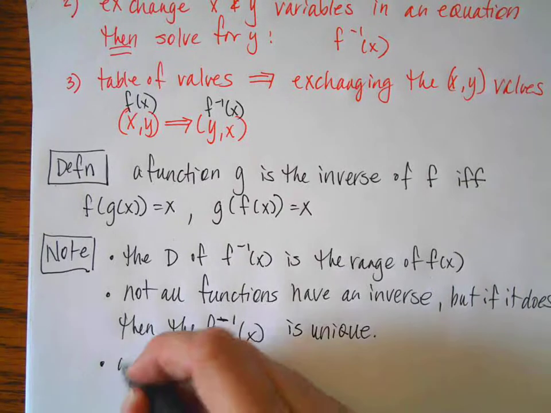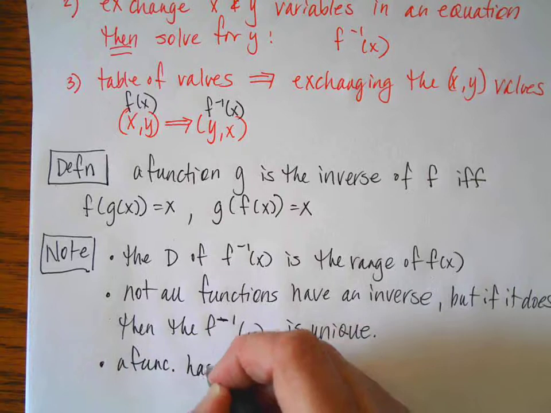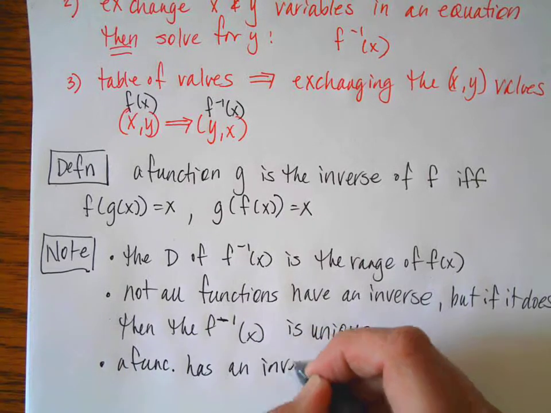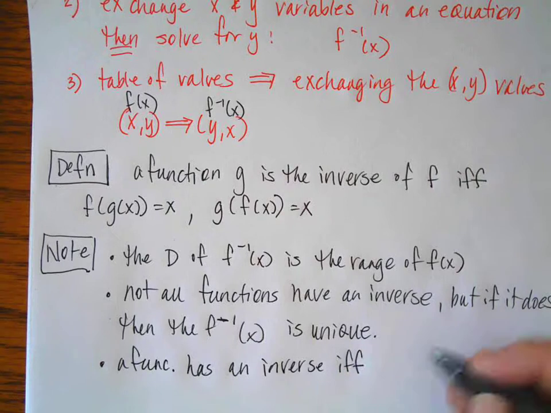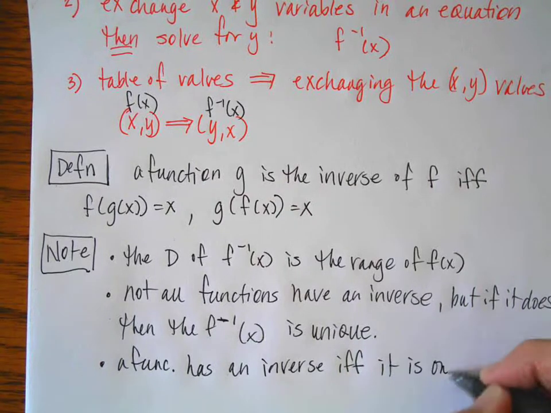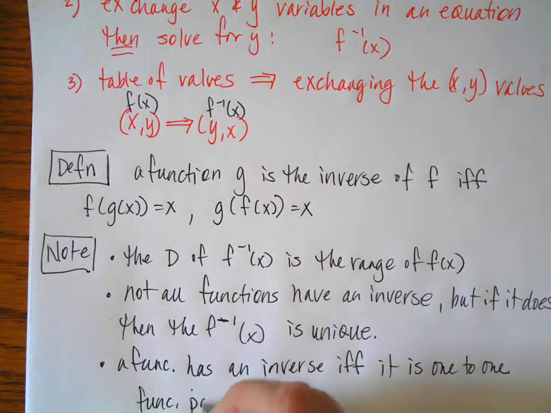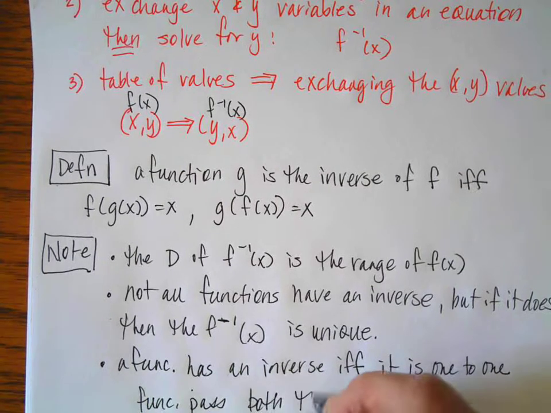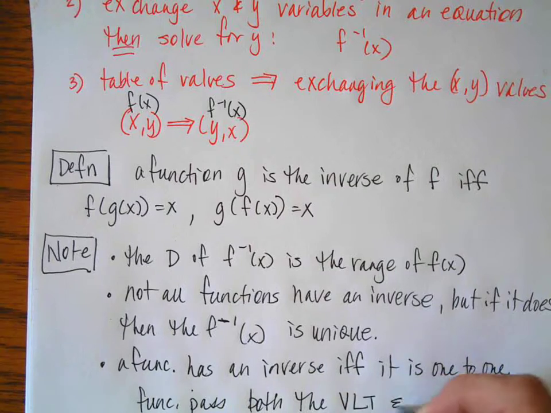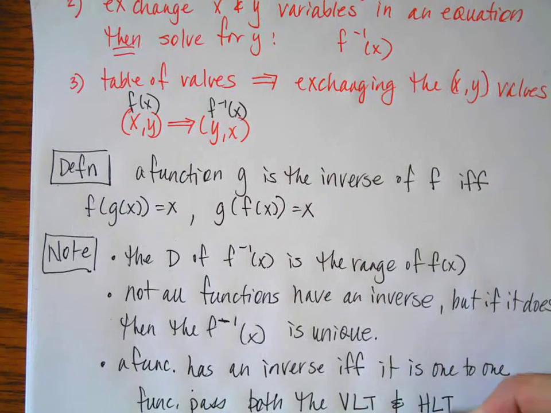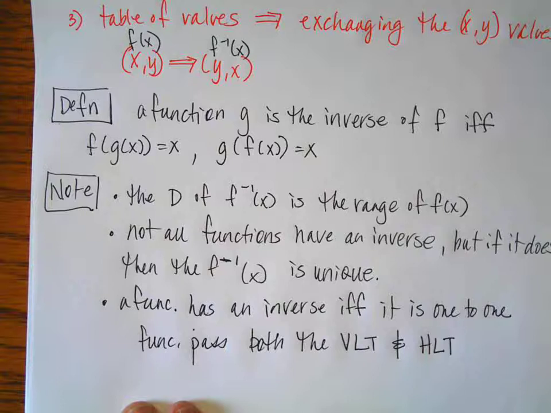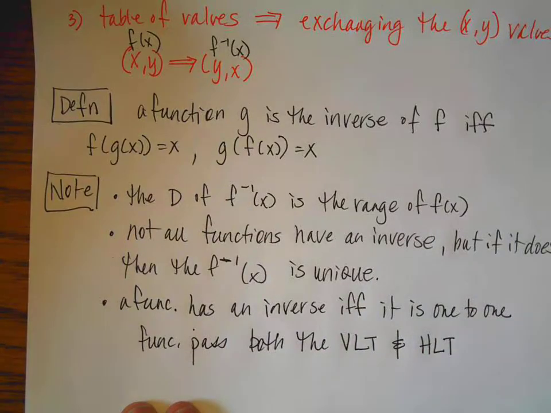Alrighty? And then the next one would be a function has an inverse if and only if it is 1-to-1. And if you remember from previous math classes, that means that the function is going to pass both the vertical line test and the horizontal line test. So for a function to have an inverse, it has to pass both of the vertical and horizontal line tests.